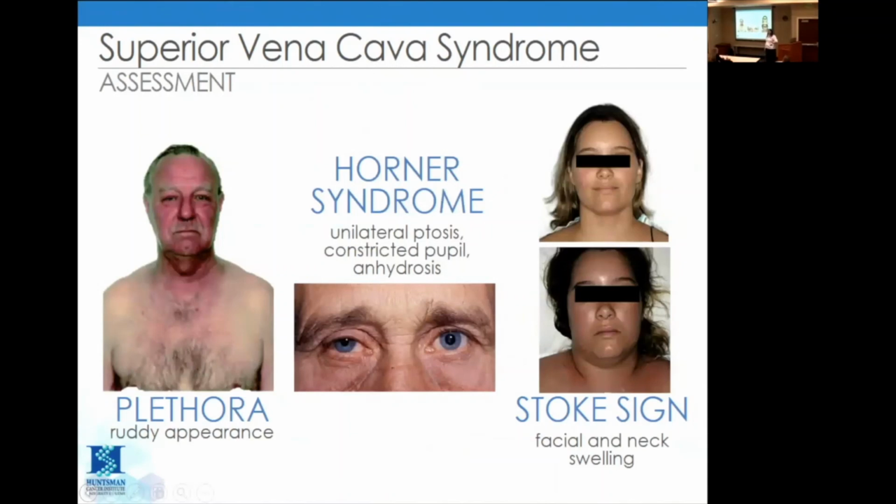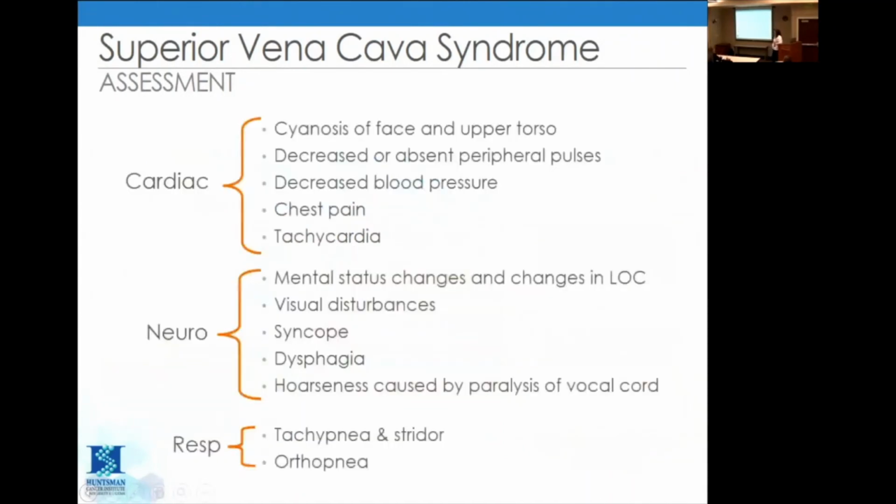Horner sign though, that's a good one. This is called Stokes sign, when the neck and face get like this. Stokes sign, and then Horner sign. Good. I'd say anything. We talked about this. You guys got it.